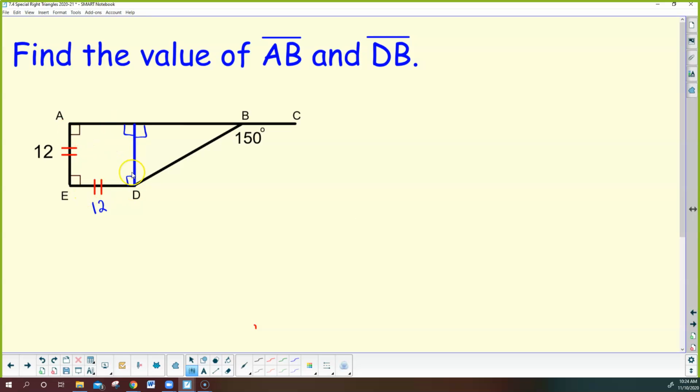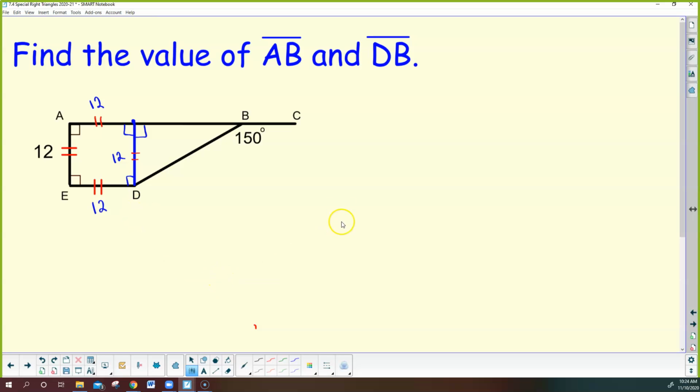Well, then wait a minute. What does that make this in here? That makes this a square. So I not only know that we have 90 degrees, but I also know that these side lengths are the same. So A to this new point is 12. The distance from that new point to D is also 12.